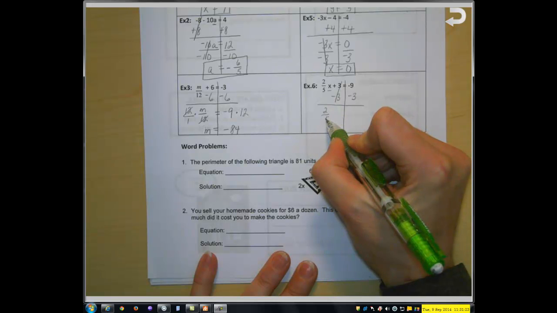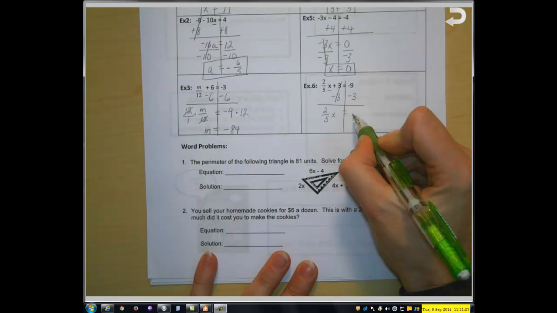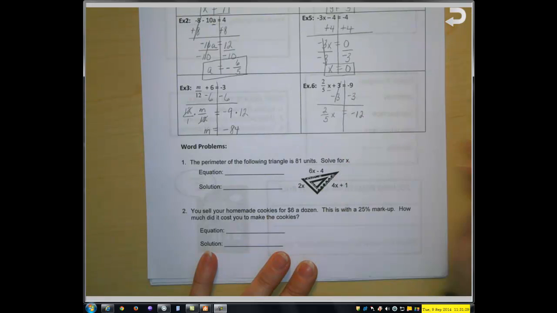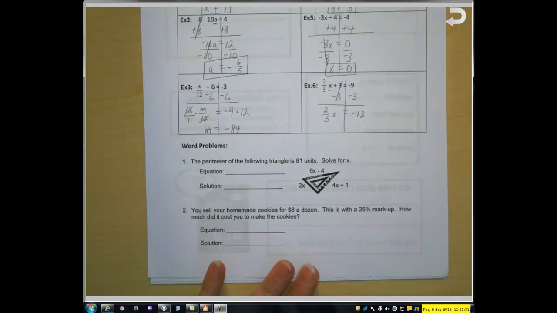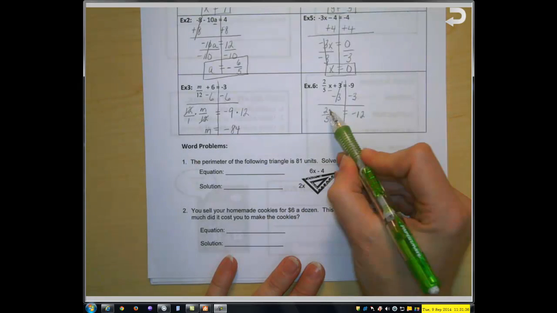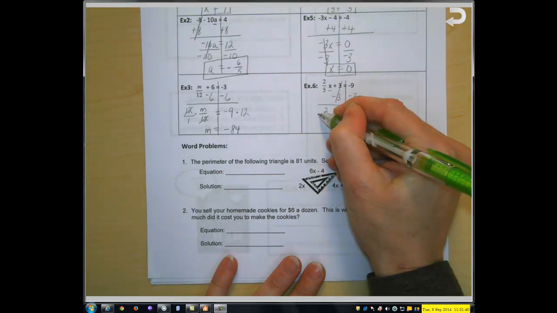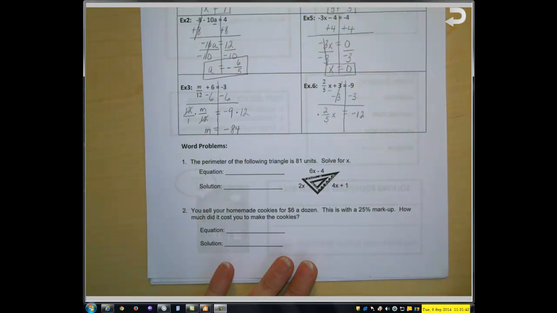Bring down the 2/5 x. Negative 9 minus 3 is negative 12. Now notice here we actually have two operations. We are multiplying by 2 and dividing by 5. So we have two inverse operations that we need to do.